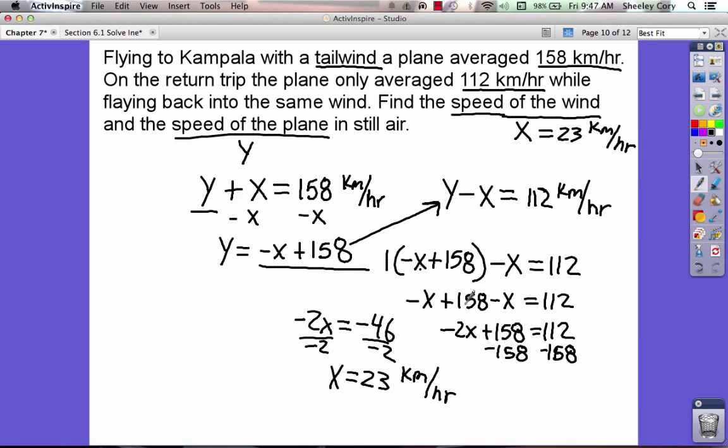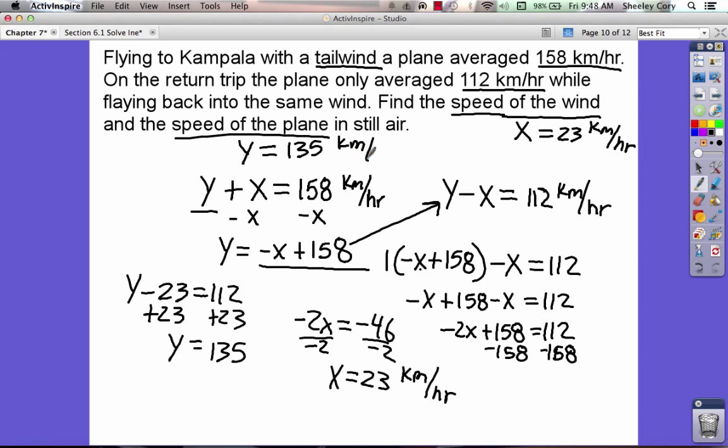Now we can take this and plug it back into either equation and figure it out. All right, let's use this equation right here. That would be y minus 23 equals 112. Add 23 to the other side. So y equals 135. So the speed of the plane was 135 kilometers per hour, and the speed of the wind was 23 kilometers per hour.